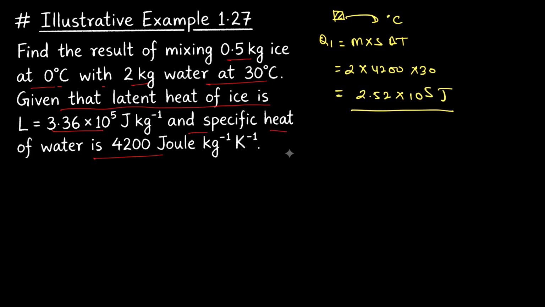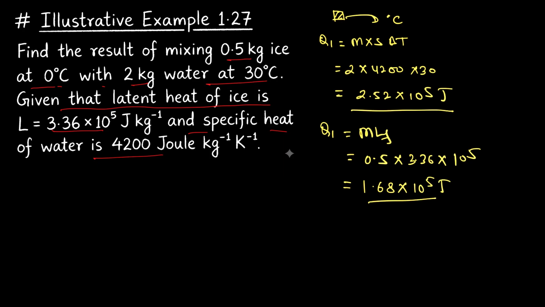How much heat is required to melt complete ice? That we'll see, that is M into LF. And what's the value of M? Mass of ice is 0.5, and what's the LF? 3.36 into 10 raised to 5. Now if I calculate this, it will be 1.68 into 10 raised to 5 joule. Means heat given by water is this much, and heat required to melt ice is this much.